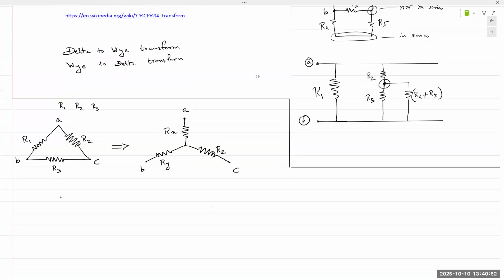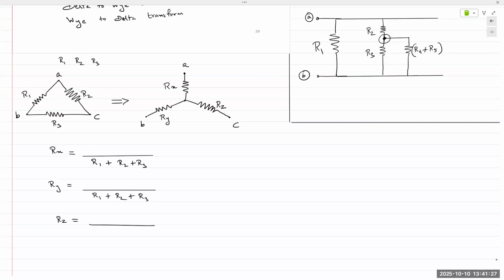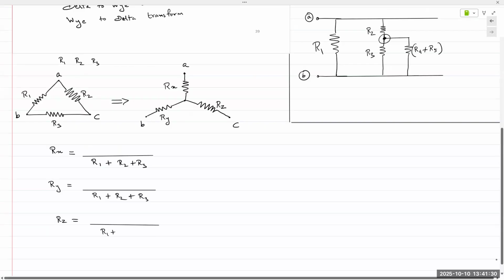I'm going to give you the values directly. How do we find them? Each one of these is a ratio of the resistances. You take the three resistors in the delta or triangle configuration, and you put them in the denominator. So Ry is the same: R1 plus R2 plus R3. And Rz is also the same: R1 plus R2 plus R3.